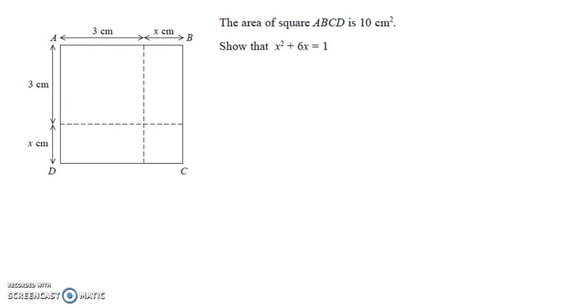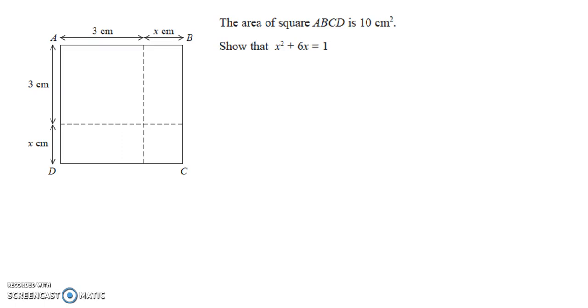Okay, question 4. So we've got a diagram and it says it's a square. The area of this square, ABCD, is 10 centimeters squared. And we need to show that x squared plus 6x equals 1. Have a look at the diagram and have a go at the question, and I'll come back with the solution in a second.